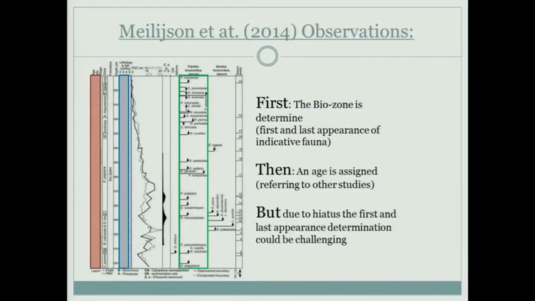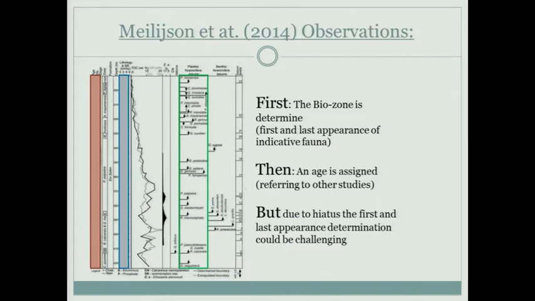How do we use this? So first we take Ari's work, and I just highlighted this section. In the red part, he has ages. In the blue one, he has the stratigraphy. And most important is the green box. First, you determine the biozones, which are based on the first and the last appearance of indicative fauna, like you see those arrows. And then you assign an age by referring to other studies.